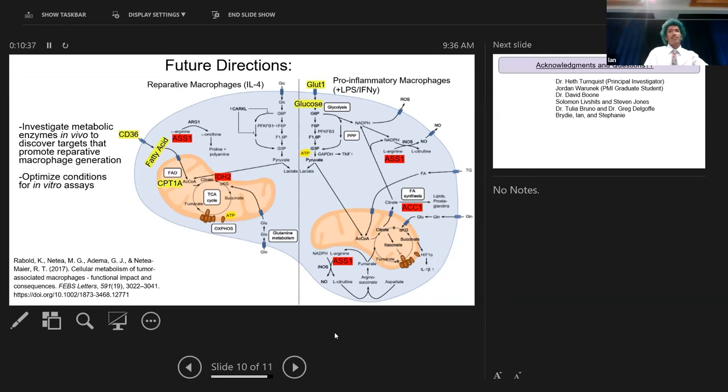And then trying to optimize these conditions in vitro, like we have been doing, such as making sure how long we treat each cell with, because currently we only get it for a day. We were wondering if there would be any differentiation on how much was expressed later on.